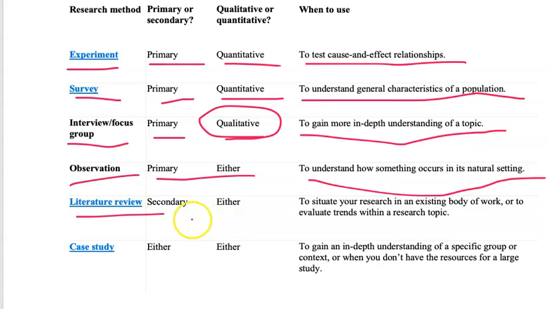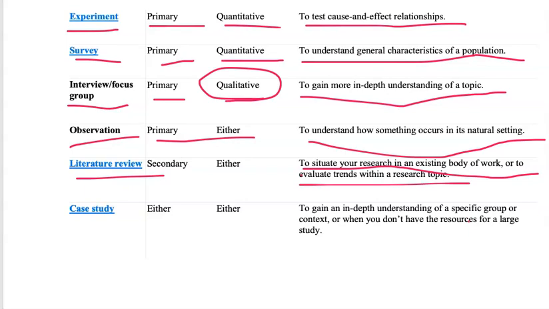So literature review is another good research technique. It is a secondary source and it can be either qualitative or quantitative. And this is to situate your research in an existing body of work or to evaluate trends within a research topic. So literature studies, systematic literature reviews, or meta-analysis research are done through literature review.